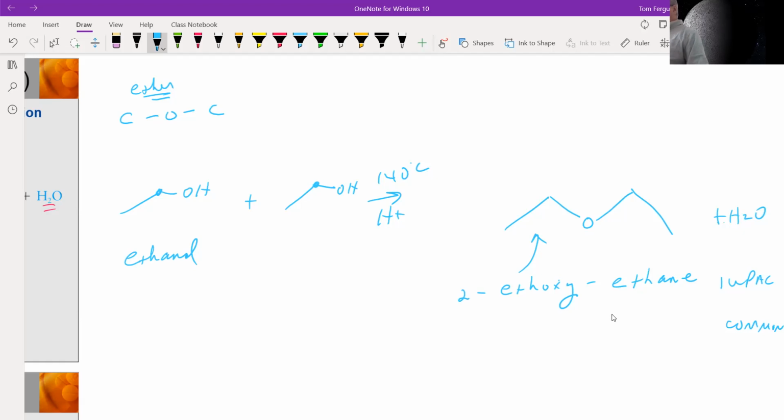Okay, the common name would be diethyl ether. Common name is much easier to understand. So we're going to use the common name more so than the IUPAC name for ethers. We don't run across ethers very often.